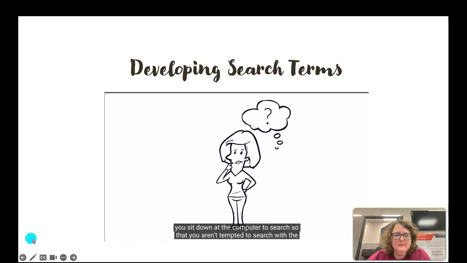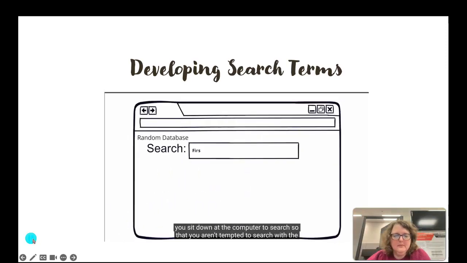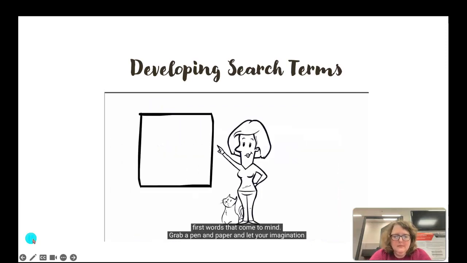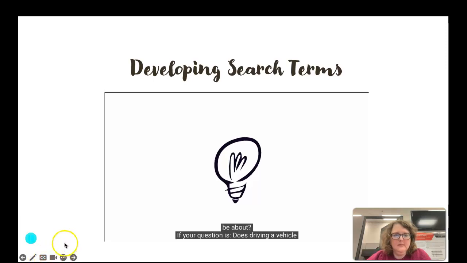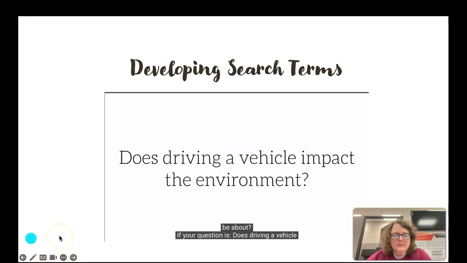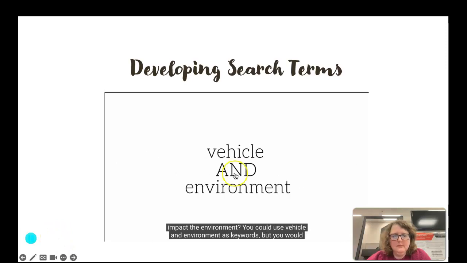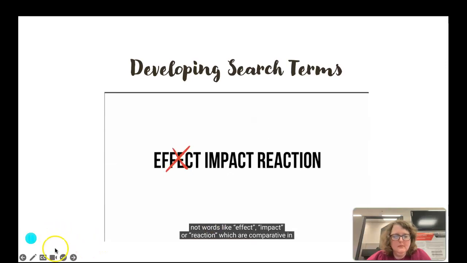Do this activity before you sit down at the computer to search, so that you aren't tempted to search with the first words that come to mind. Grab a pen and paper and let your imagination flow freely without distraction. Think, what should the articles and/or books be about? If your question is, does driving a vehicle impact the environment? You could use vehicle and environment, not words like effect, impact, or reaction, which are comparative in nature.